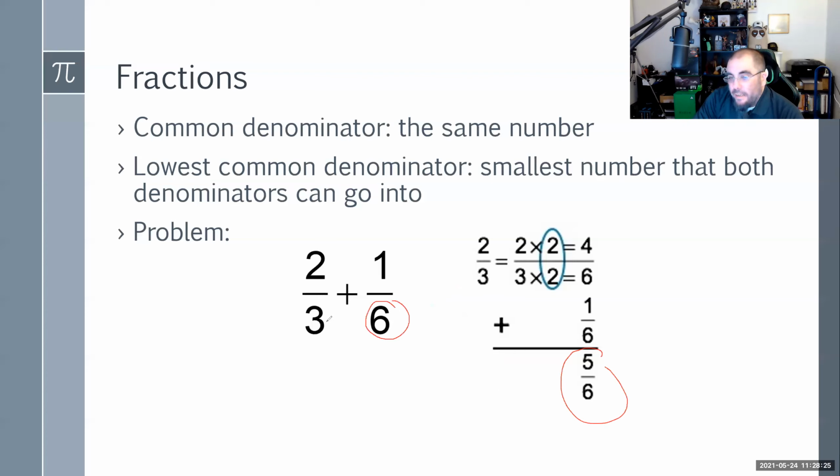Well, 6 and 3, right? 3 goes into 6. Okay, that's good. We know that. We also know we can multiply 2 times 3 to get 6. If we multiply the bottom times 2, we have to multiply the top times 2. So 2/3 is the same as saying 4/6. Now we can add them together because we've got like denominators. And that's how we get that 5/6 number.